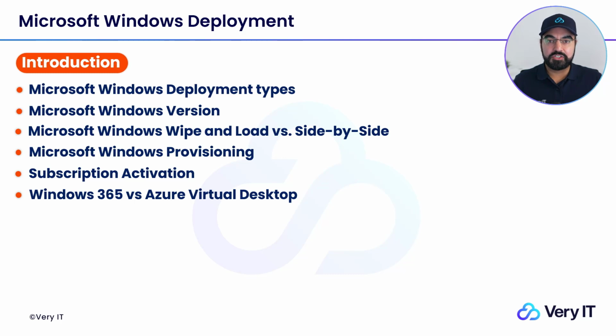Then how you go about doing a migration, be it via wipe and load versus side-by-side migration. We'll then run through the Windows provisioning, how we move from provisioning online via the cloud. Then how we go about activating our licenses via a subscription, which is the way Microsoft are now moving. And then lastly, the difference between Windows 365 and Azure Virtual Desktop.